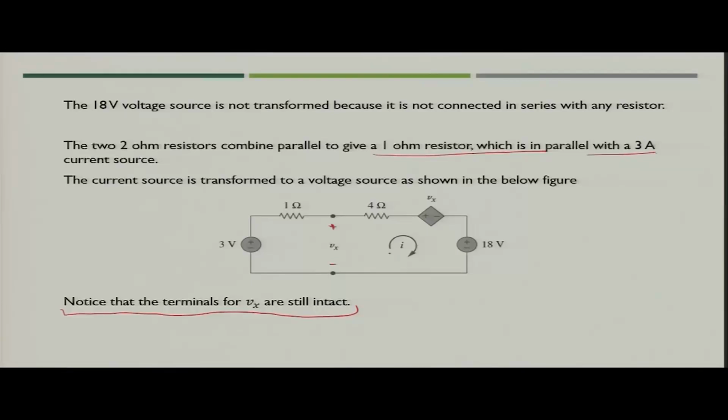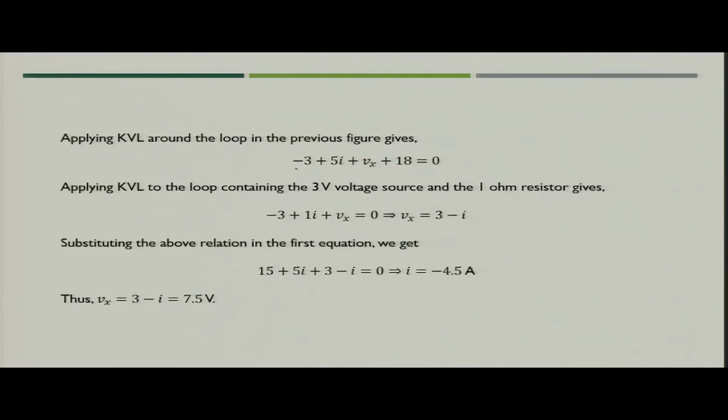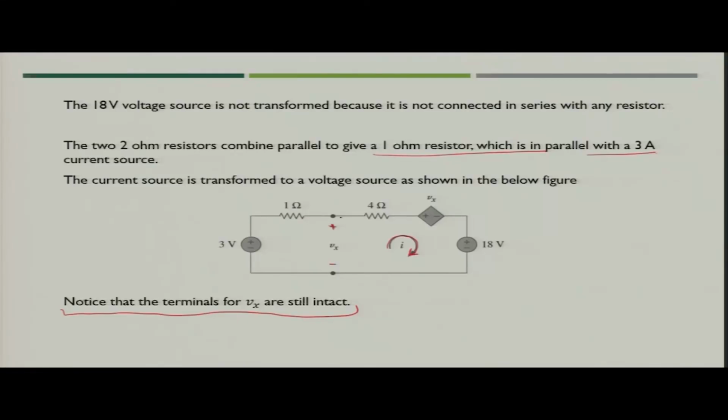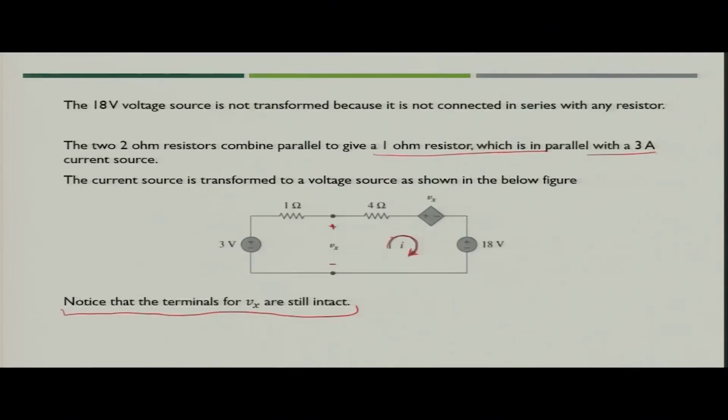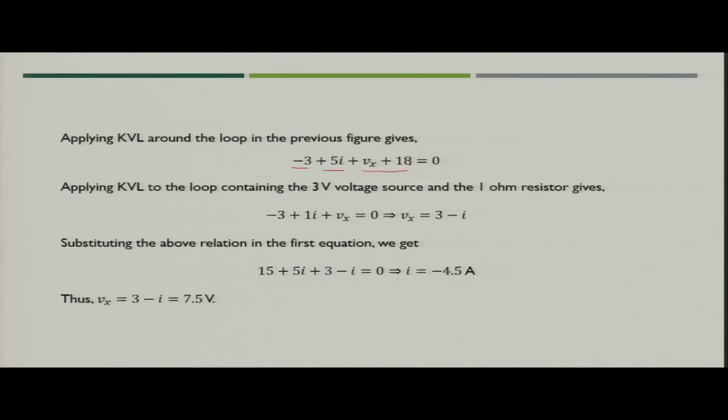Now, what you have to do? You have to use mesh analysis, and you apply Kirchhoff voltage law across the bigger loop. What you will get is -3 plus 4 ohm plus 1 ohm, which will be the 5 ohm, into current I, then voltage Vx and 18 volts. So, you get this equation. Now, the question is, we have here 2 unknowns and we have got only one equation. So, where will we get the second equation?